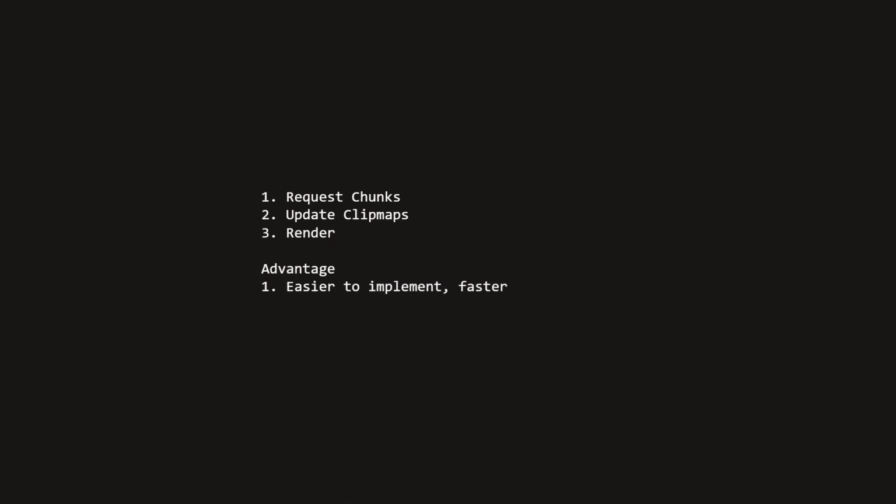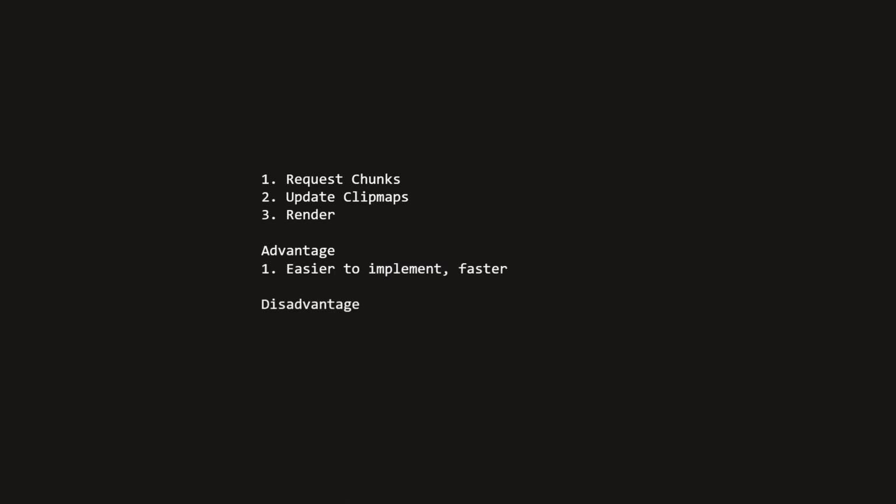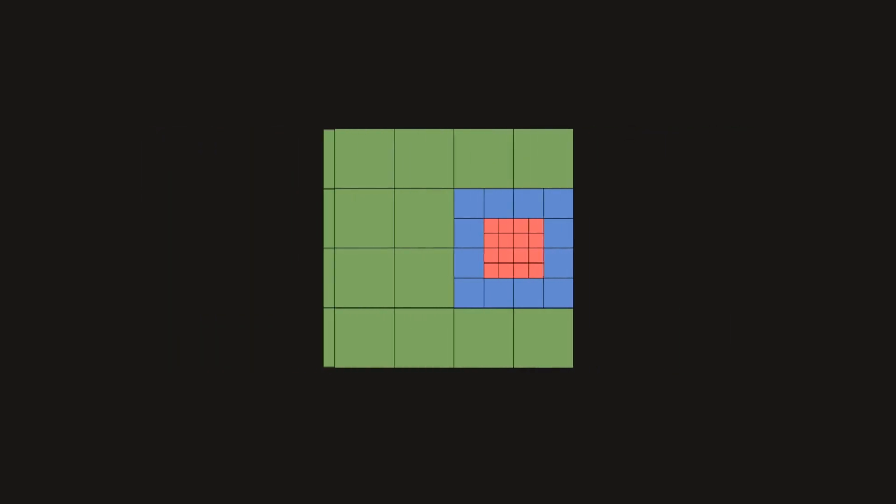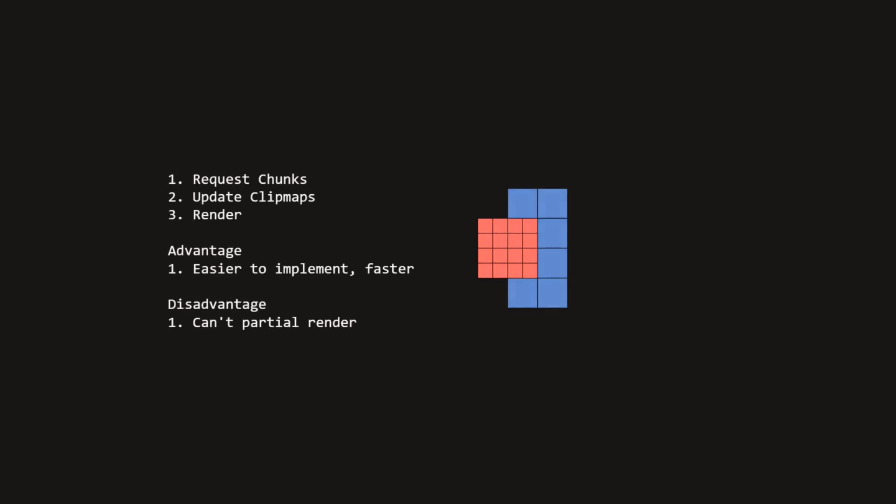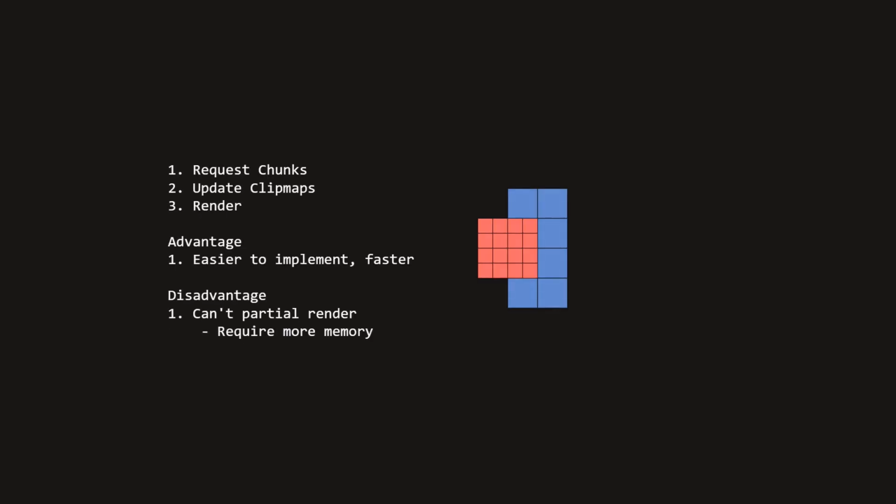The advantage of clip mapping is that it's easier to implement and often faster. But there's a catch. We can't render partial results like we could with virtual textures. So if a chunk is missing when rendering, we can't just fall back to a coarser LOD. We have to wait until everything is loaded. To deal with this, we load the required chunks into an auxiliary buffer over multiple frames. Right before rendering, we copy the data from this buffer into the clip map textures. This means clip mapping needs more memory, since we're holding both the live texture and the temporary buffer.